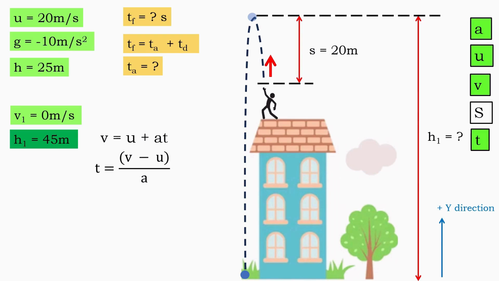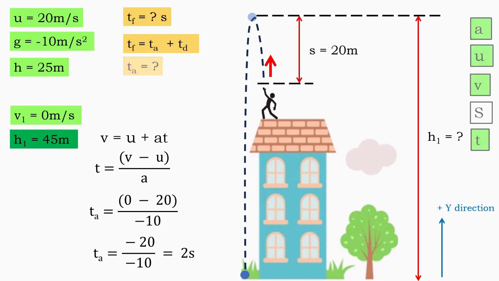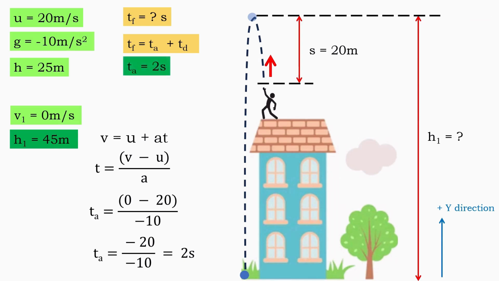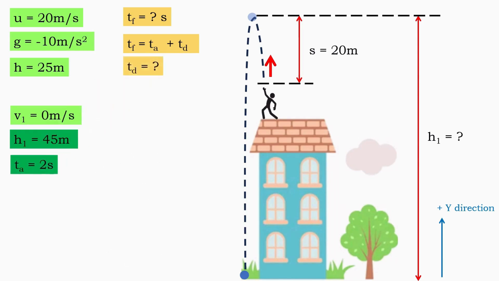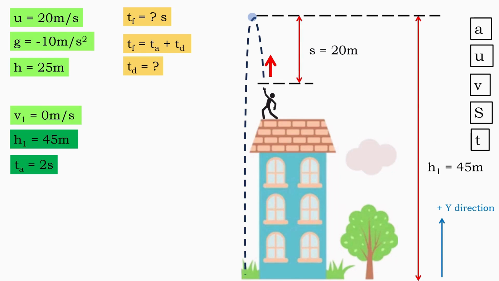Now, substitute the known values. The final velocity is 0. The initial velocity is 20. The acceleration is minus 10. On solving, we get TA equals 2 seconds. So the ball takes 2 seconds to reach the highest point of its trajectory. However, this is only the first part of the total time of flight. Next, we need to calculate the time taken by the ball to travel from the highest point back to the ground. Now, let us calculate the time of descent.